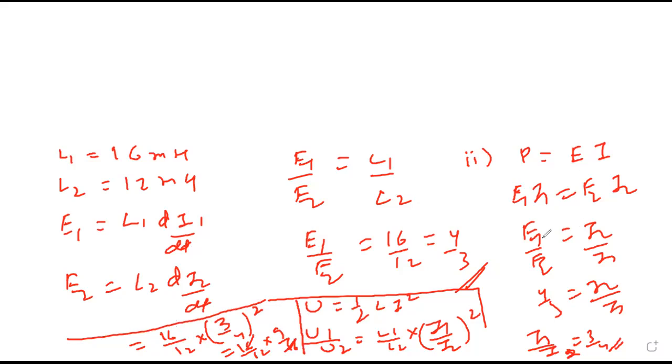वोल्टेज भी आया, करंट भी आ गया और एनर्जी भी आ गया. Energy is 3:4. This is a favorite sum for CBSE students.